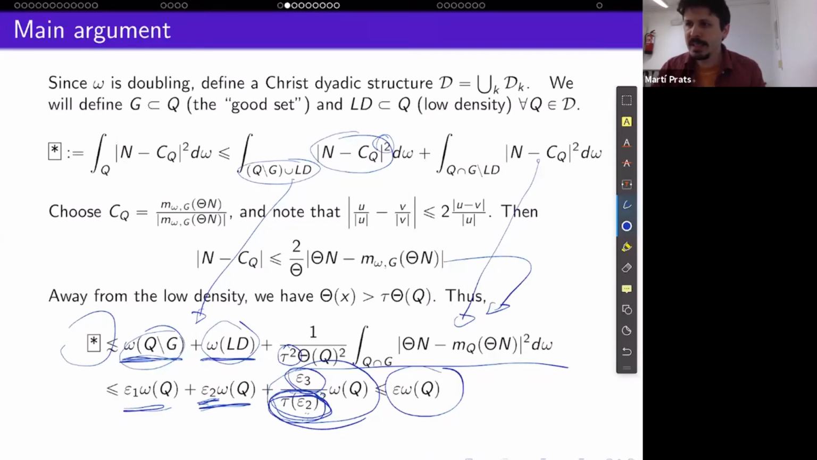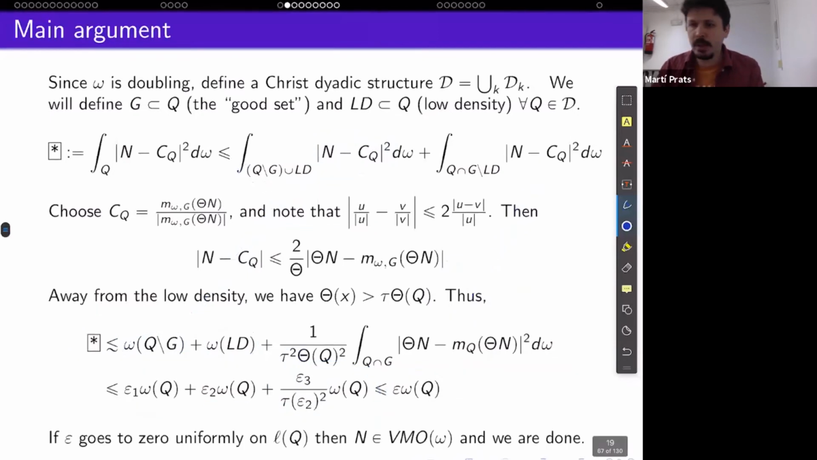Now, what have we used? Let's recall the ideas. Just say that if epsilon goes to zero uniformly on the length, then the normal vector is in VMO. So this is the game. And let's see what we have used.